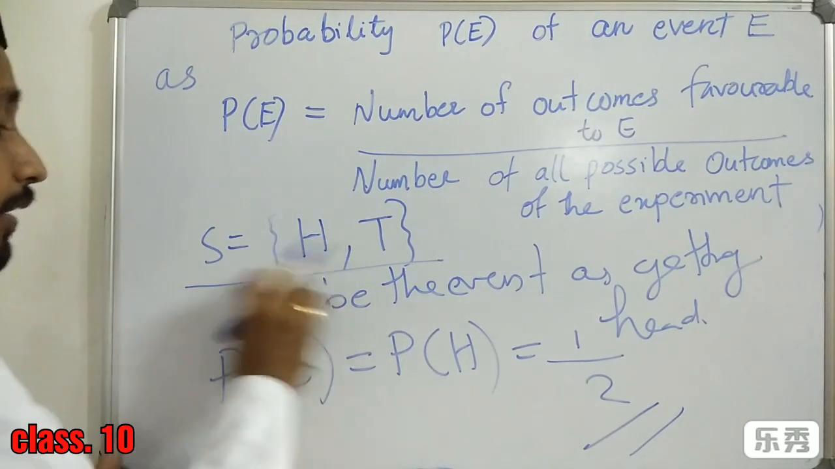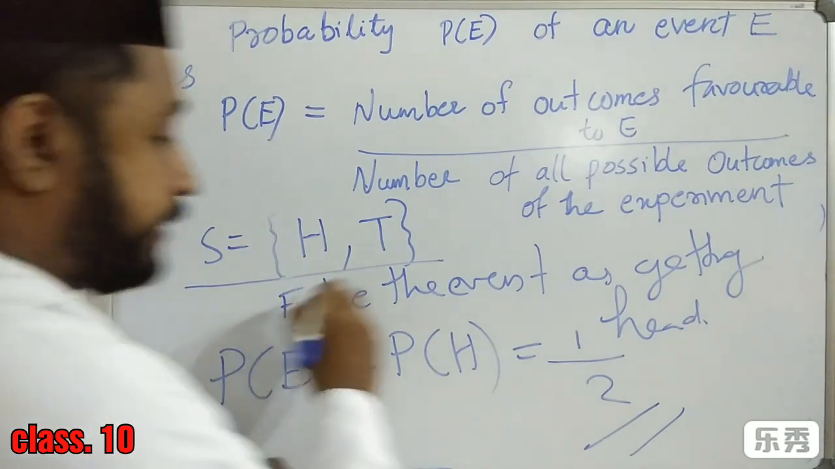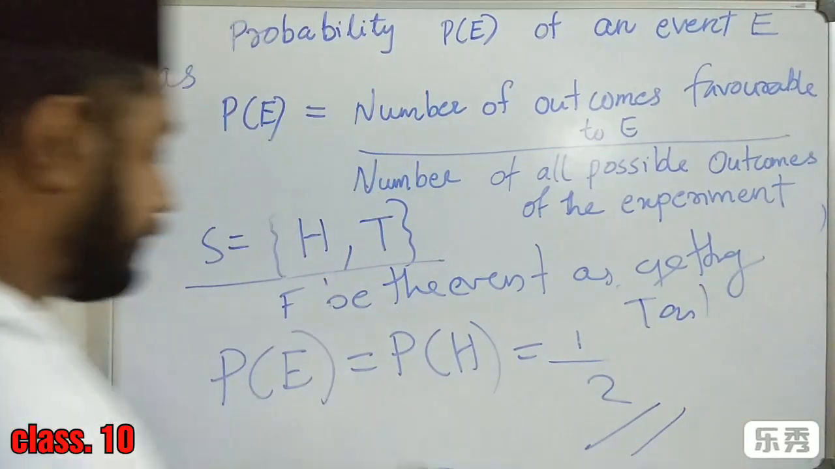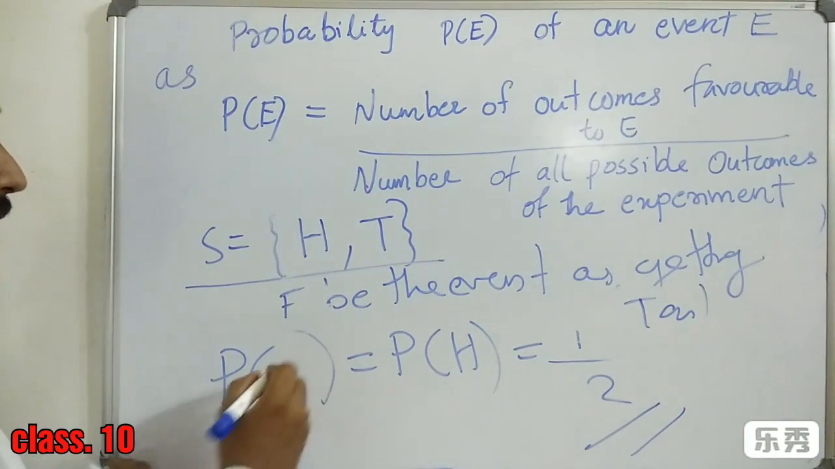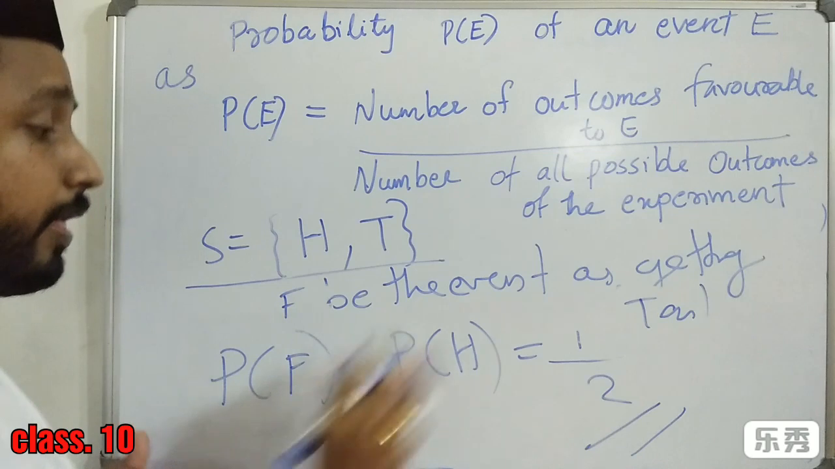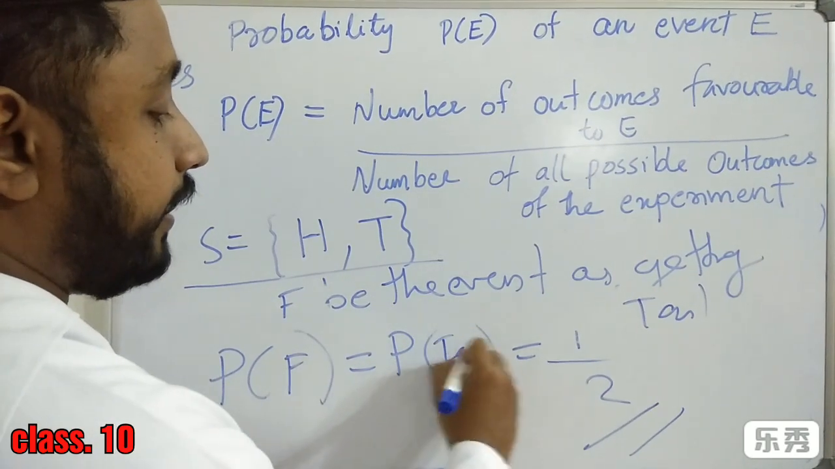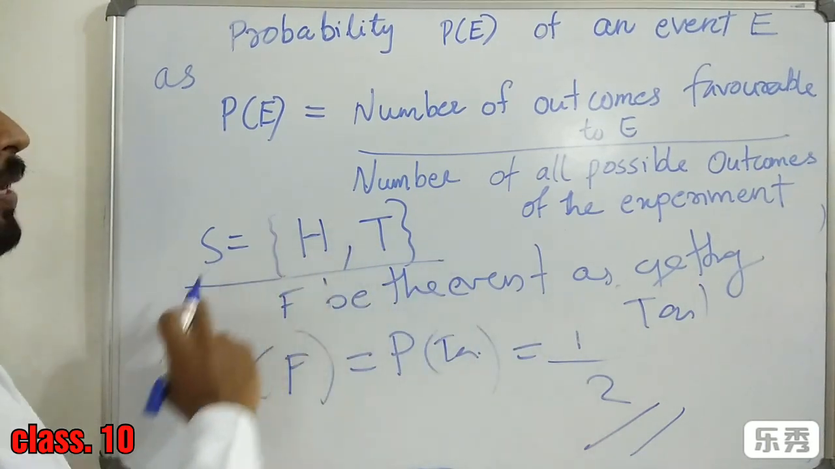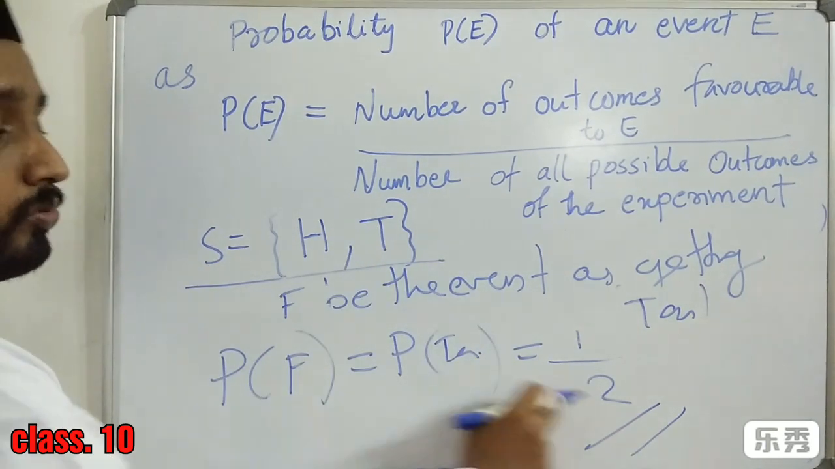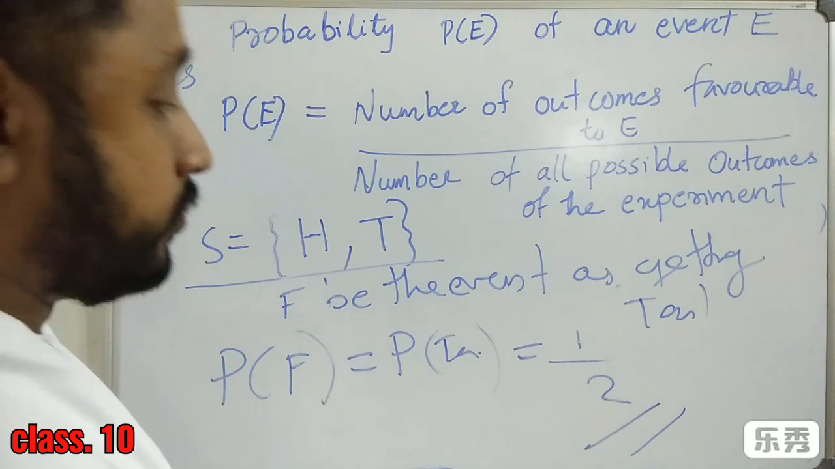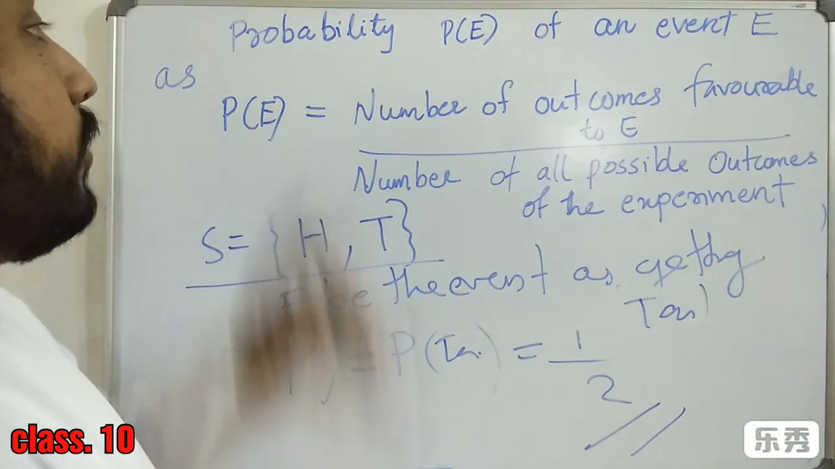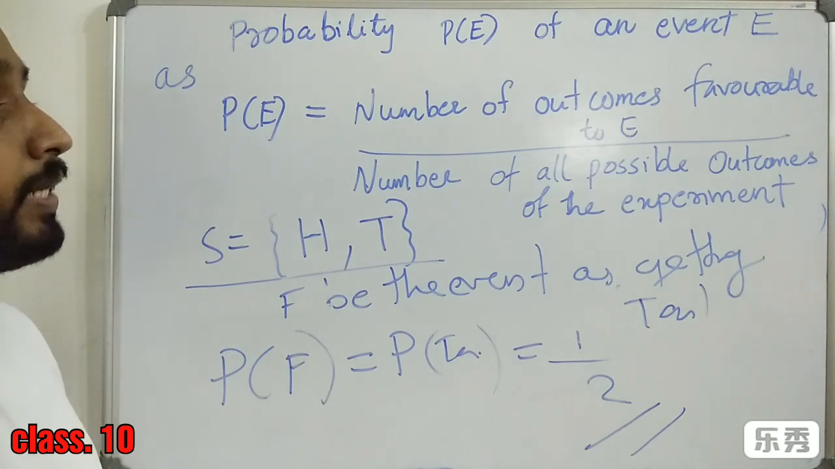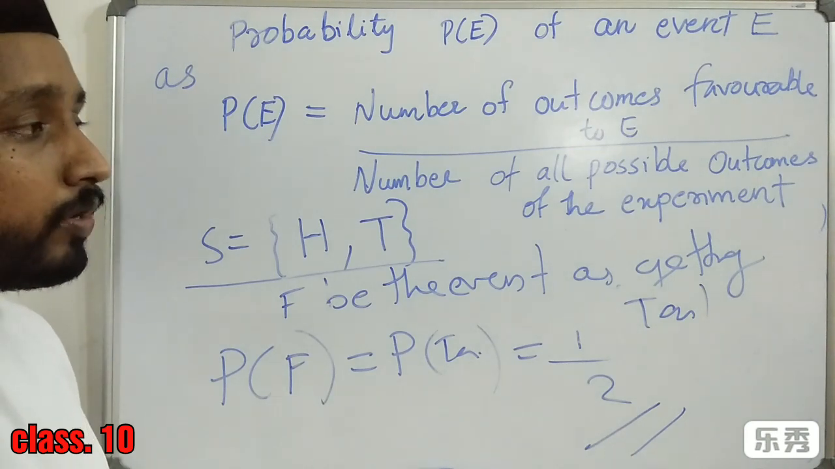Let F be the event of getting a tail. Probability of F, P of F, is equal to the probability of getting a tail, which is equal to, how many tails are here? Only one tail. Total number of outcomes 1, 2. So 1 by 2. So the probability of an event E is equal to the number of outcomes favorable to E divided by the number of all possible outcomes of the experiment.